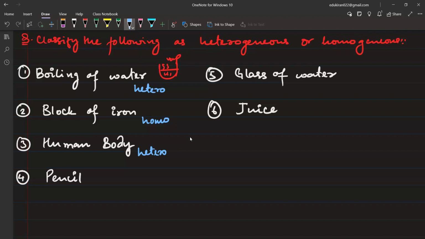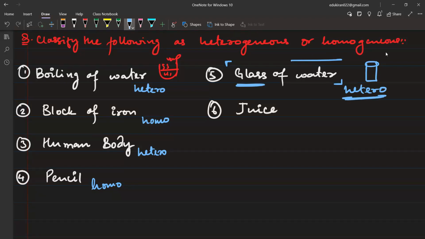No problem. Okay, pencil, it will obviously be homo. If it would have been a pen, then obviously it has ink also, so it would have been hetero. Glass of water is a tricky case, because we have written glass of water, so I'm observing this whole thing. I'm not just observing water, I'm also observing the glass in which the water is present. Then what can I say? I can say that it is hetero. Right? So it is a glass of water which I'm observing. Yeah?